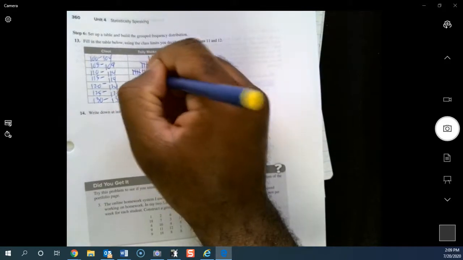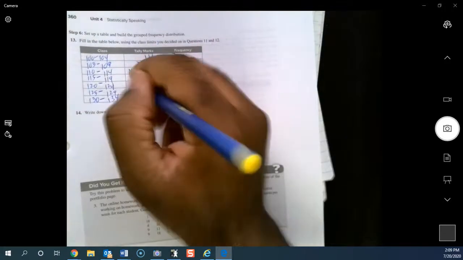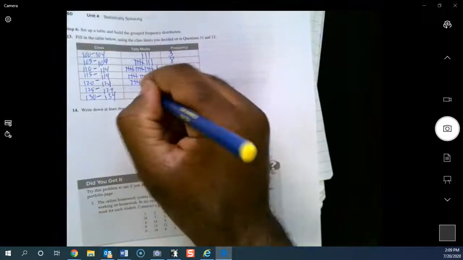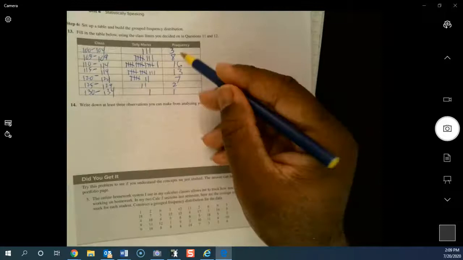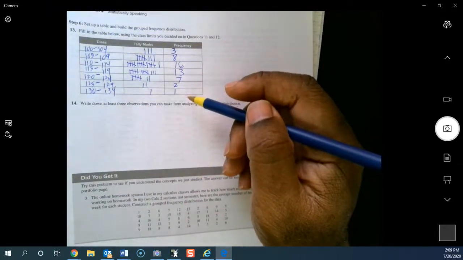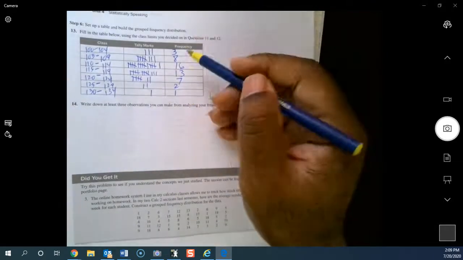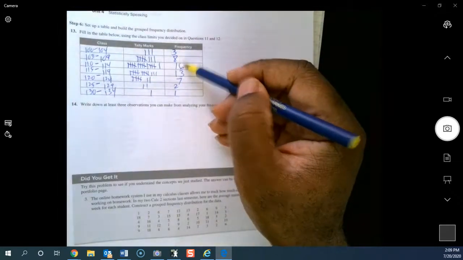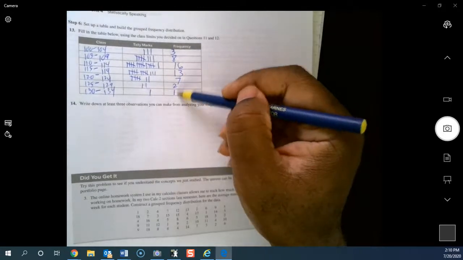And this would be 13. Then we will have 7. Then we will have 2. Then we will have 1. Now, when you add all of your frequencies together, it should equal how many elements you had in here. In this case, it'll be the 50 states. So this should equal 50. So this would be 2730, 2740, and that will end up being 50.